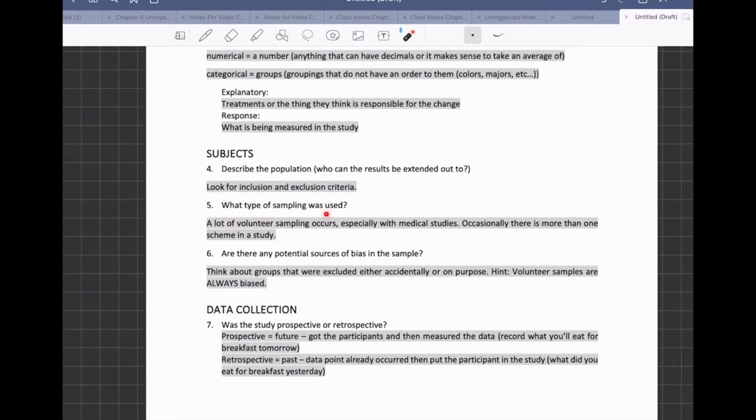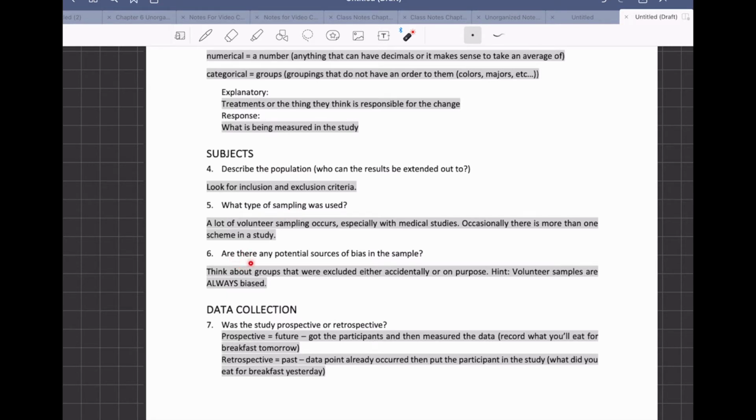What type of sampling was used? A lot of volunteer sampling occurs, especially with medical studies. So this is very important. When you have a study that has to do with medical reasons, it's very likely that the sampling was volunteer. And in that case, it's always going to have some kind of bias, because you're not sampling the whole population. Actually, you are taking into account only people who want to participate.